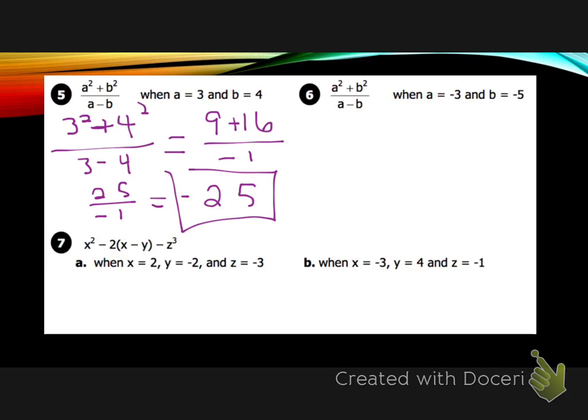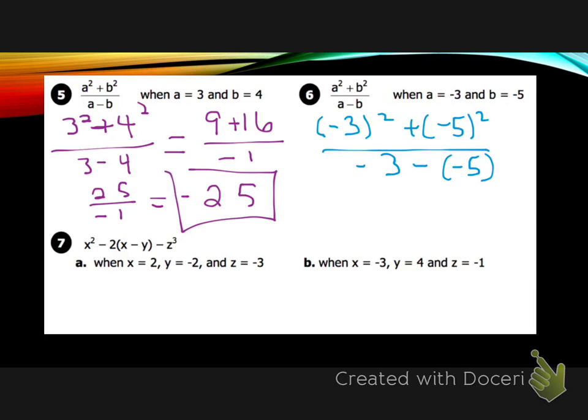Now our next one here looks very familiar. We're just using some different numbers. It's the same equation or expression, and now we're just using negative 3 and negative 5 for a and b. So remember our parentheses, negative 3 squared plus negative 5 squared all over negative 3 minus a negative 5.